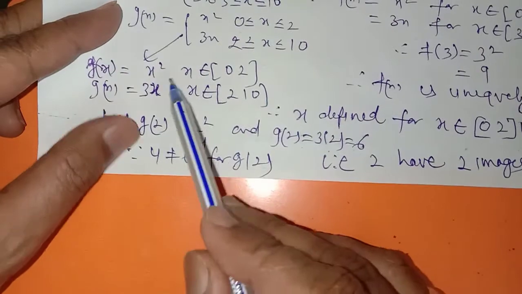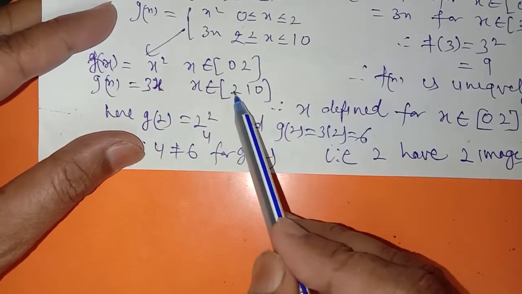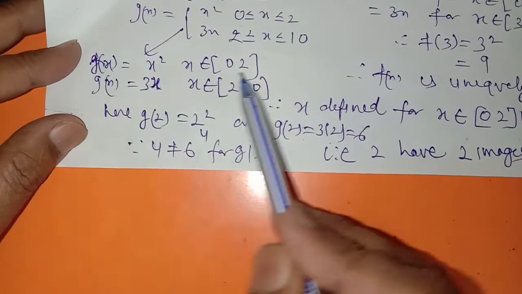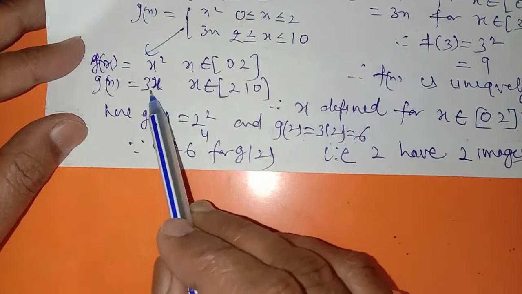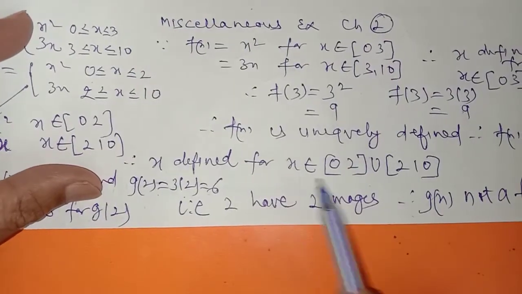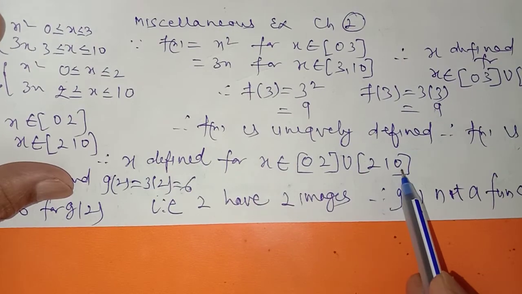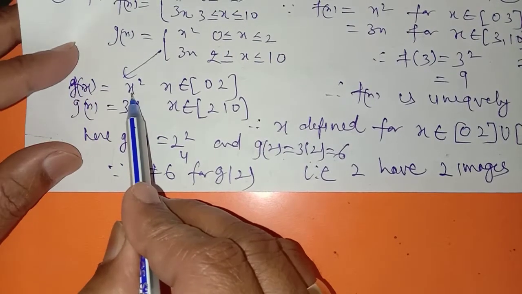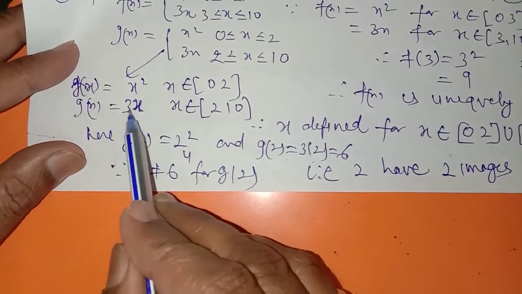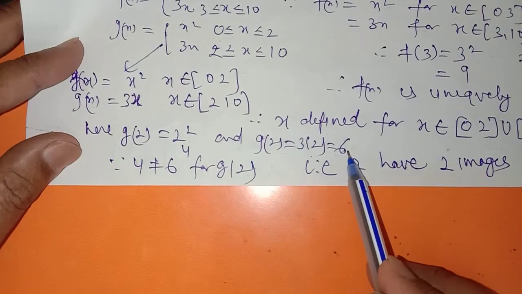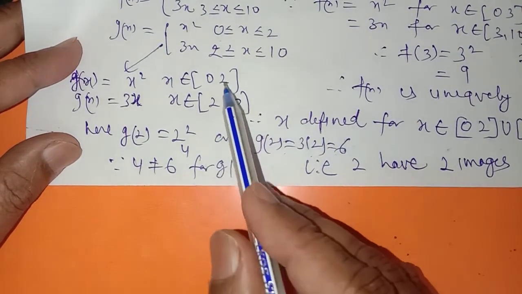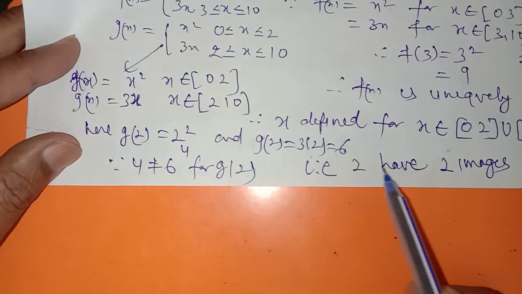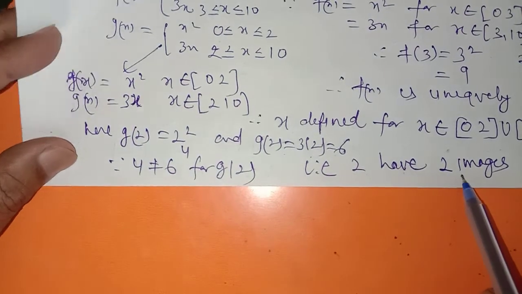Similarly, in the second part, the domain of this function is 0 to 10 where 2 is repeating in both the cases. So we'll find g(2), this is g(x), in this case also and in this case also. You have to write like this, that the domain is 0 to 2 union 2 to 10. Now g(2) in this case is 4 and g(2) in this case is 3 into 2, that is 6. Now for the domain element 2, the range is coming out to be different, 4 and 6.